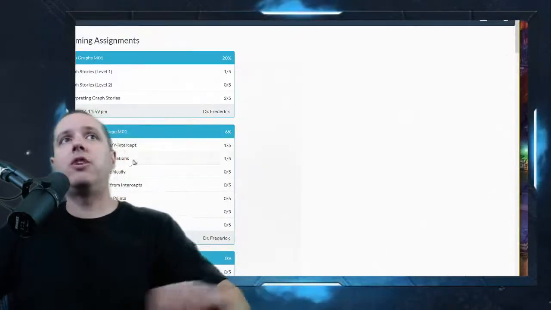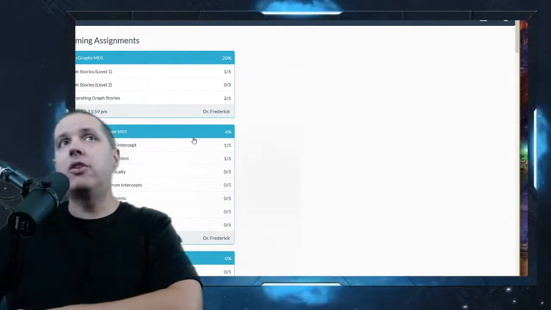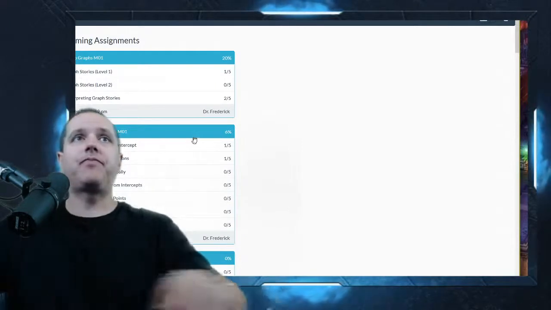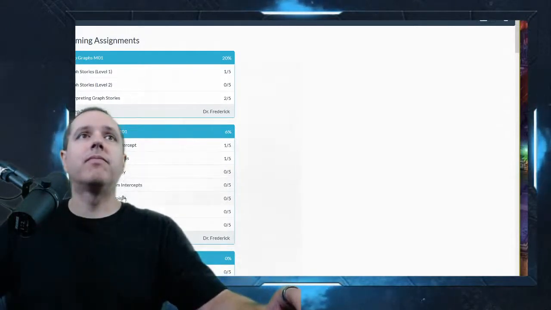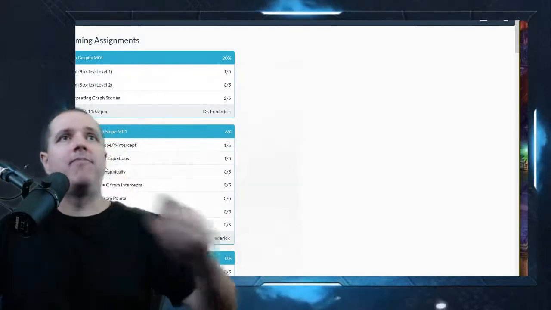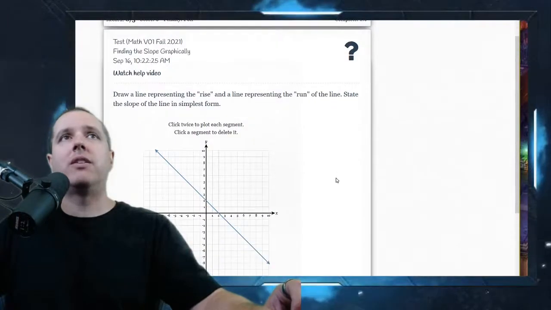Okay, so that's using your y equals mx plus b form. There's another form of a line that you need to know, point-slope, which we'll get to a little bit later. Finding the slope graphically, we looked at that. Let's do a problem, but we kind of talked about this.